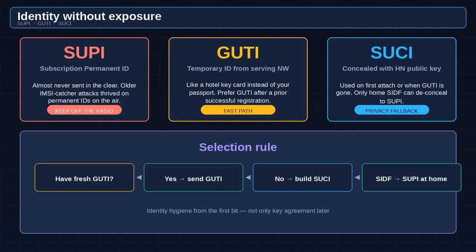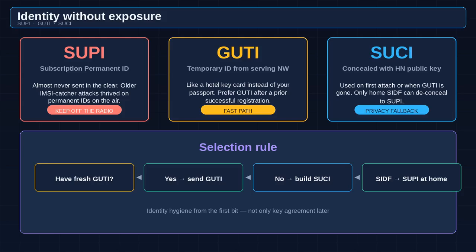GUTI is the globally unique temporary identifier. The serving network assigned it after a previous successful registration. Using GUTI is like showing a hotel key card instead of your passport. Faster, and it reveals less.